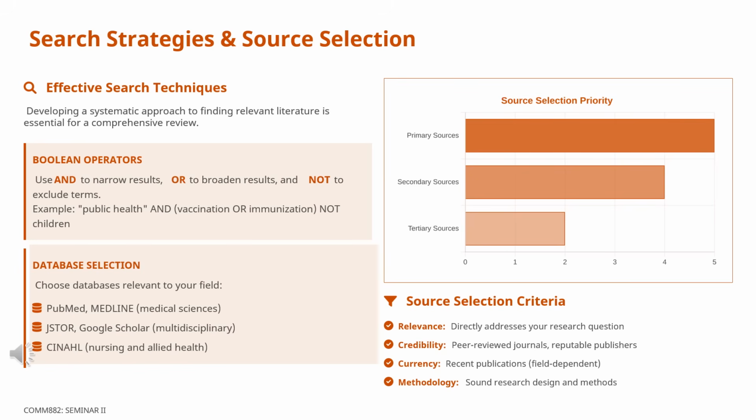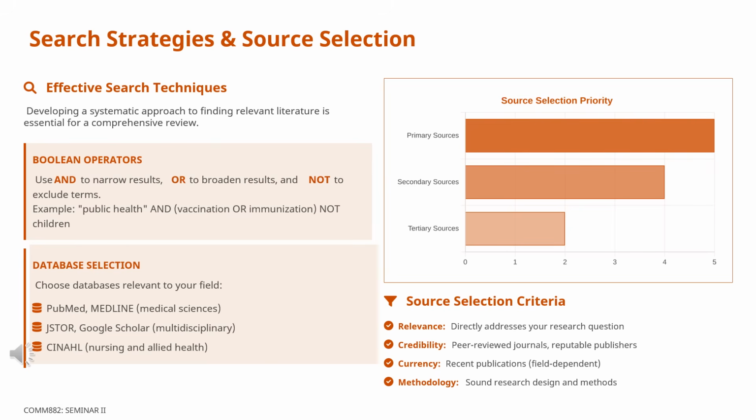For instance, you could explore PubMed or Medline for medical and health related sciences. You could also explore databases like PsycInfo for psychology related fields, or if you want to explore a multidisciplinary topic, you could explore databases like Google Scholar, JSTOR for multidisciplinary fields. You can also explore databases like CINAHL, that's for nursing and allied health sciences.